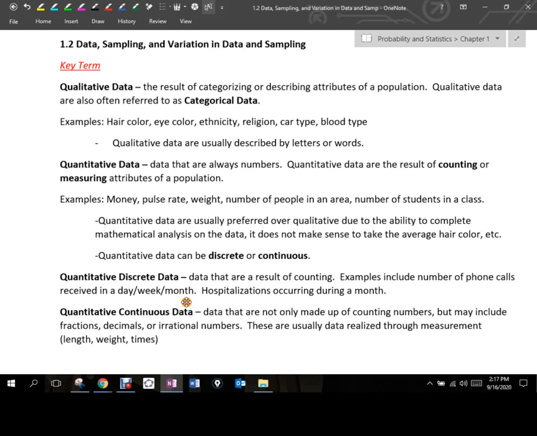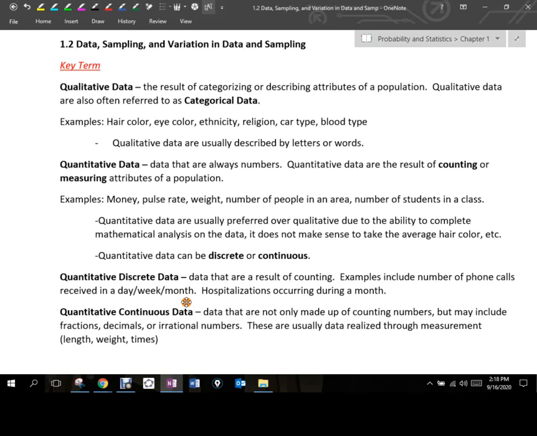We're going to start talking about sampling in this section, but in order to do that, we need to talk about the data or data values that we're going to be getting from our samples. Okay, so talking about data, there's two types of data right now that we're going to talk about: qualitative and quantitative.